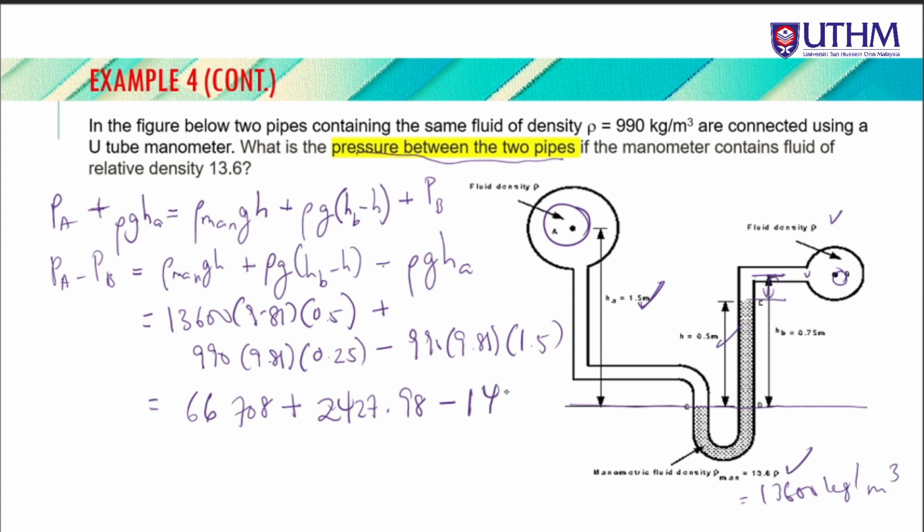minus 14567. Oh, cantik lawa dia punya nombor 0.85. Okay, so kita selesaikan ni semua, tolak 2427.98 tolak 66708. So kita akan dapat the value is 54568.13.